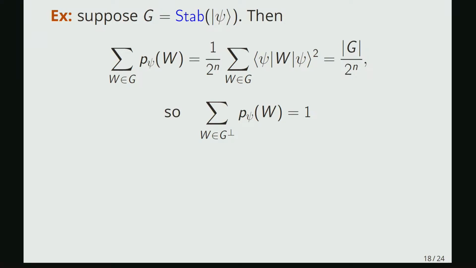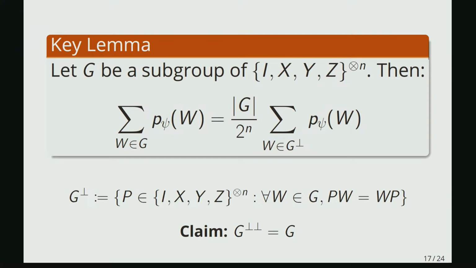Yes? How are the sizes related, the G and G perp? They multiply to 2 to the n? They multiply to 4 to the n. Yeah. So if G has size 2 to the n, then G perp also has size 2 to the n. Any other questions about that?